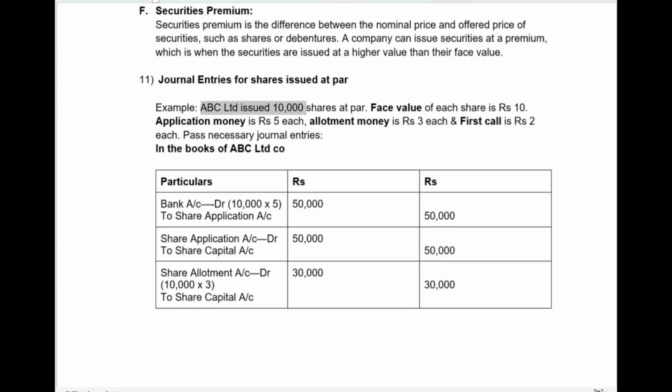ABC Limited issued 10,000 shares at par. Face value of each share is rupees 10. Application money is rupees 5 each. Allotment money is rupees 2 each. And the first call money is rupees 2 each.